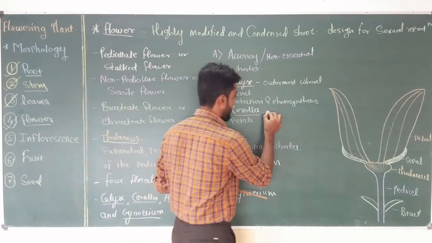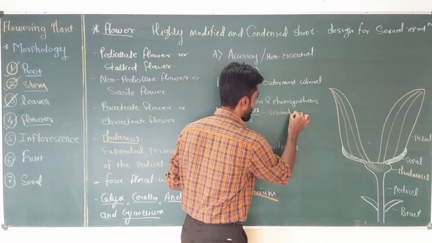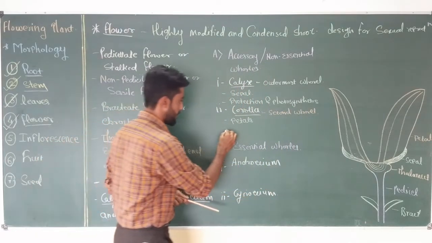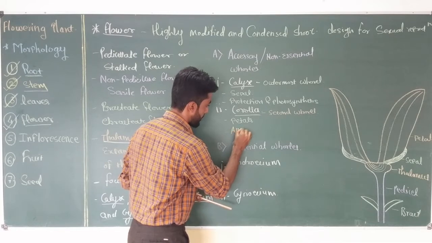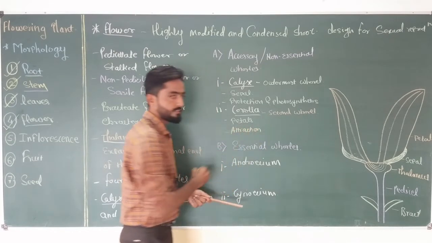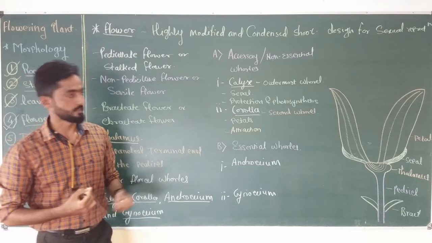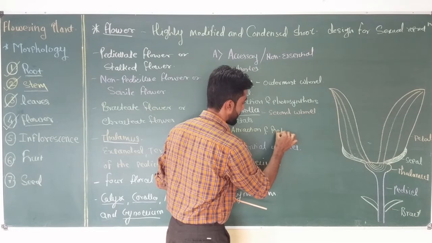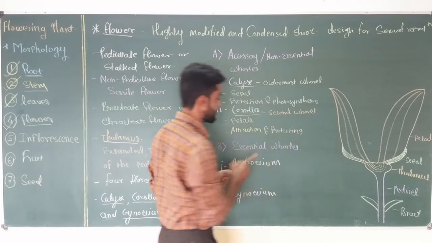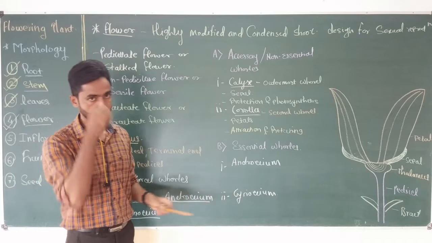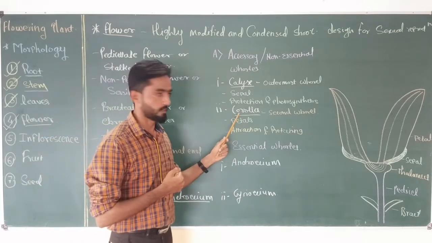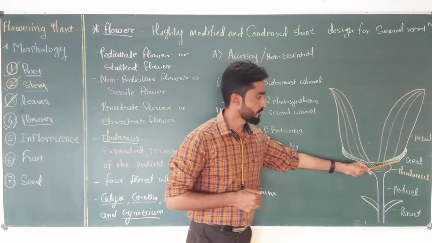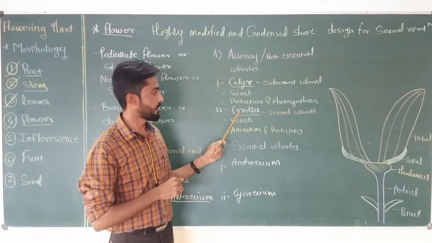It is the second whorl, and the main function of the corolla is attraction of insects and birds for the pollination purpose, as well as the petals also play the role of protecting the inner essential whorls. Okay, so androecium and gynoecium get protection from the corolla. Remember that the individual member of the calyx is the sepal, while the individual member of the corolla is the petal.